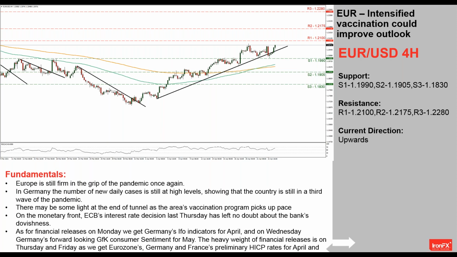On the monetary front, the ECB's interest rate decision last Thursday has left no doubt about the bank's dovishness. ECB President Christine Lagarde underscored that rising coronavirus vaccination rates and an improving economic outlook are positive signals, yet implied that the tapering of its PEP program was premature currently. As for financial releases, Euro traders are to have a busy schedule ahead next week. Now, on Monday, we get Germany's IFO indicators for April, and on Wednesday, Germany's forward-looking GfK consumer sentiment for May.